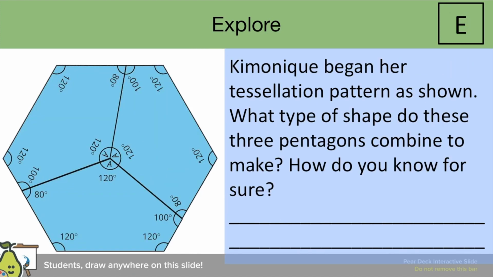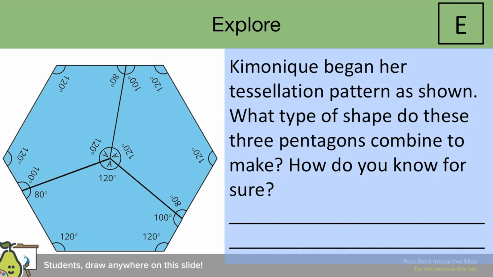On this slide, students are asked, Kimonique began her tessellation pattern as shown. What type of shape do these 3 pentagons combine to make? How do you know for sure? A sample response would be, the 3 pentagons combine to make a hexagon, and we know because 3 of the 6 sides of the hexagon are corresponding sides of the pentagon after a rotation. For the other 3 sides, the angles 180 degrees are supplementary, and so the 2 segments making those sides are collinear. All angles of the hexagon measure 120 degrees, so it is a regular hexagon.